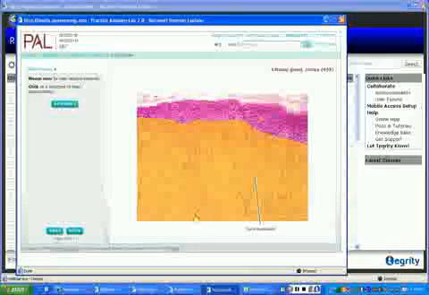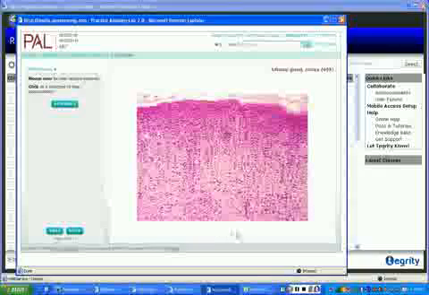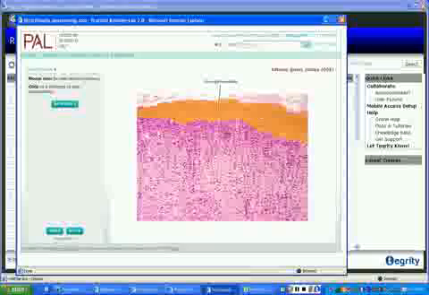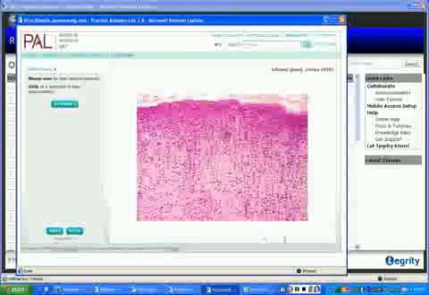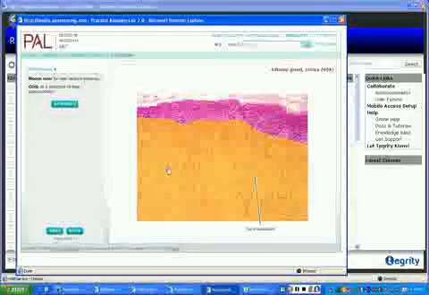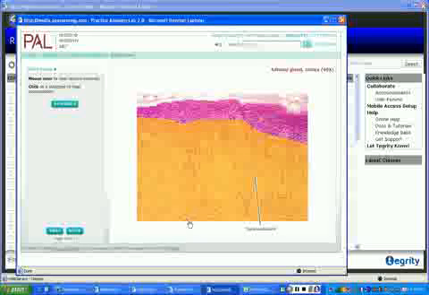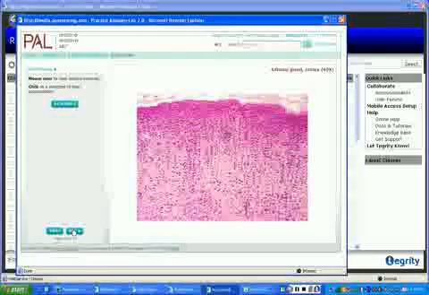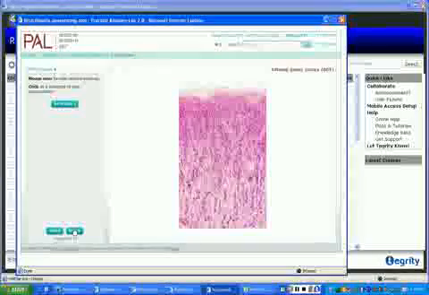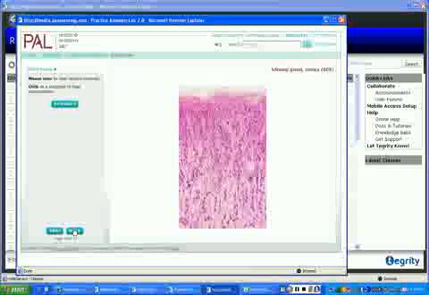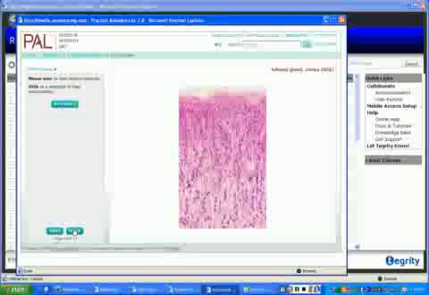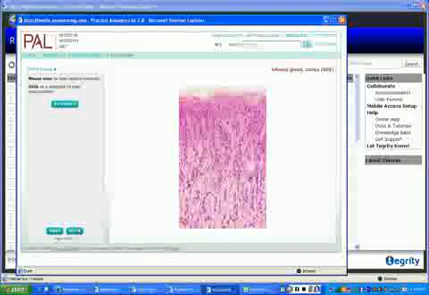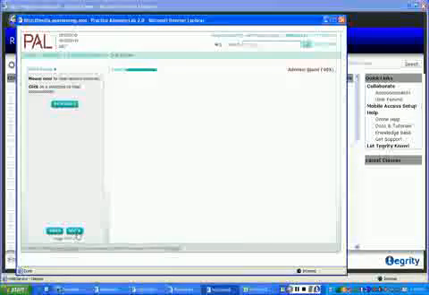Glomerulosa, fasciculata, and what would be under it? Reticularis. Those are 3 parts of the adrenal cortex. And what would even be further below that? The medulla. Not the medulla cells, but the medulla, right? The medulla. Oh, that's awful. I don't want to even see that. That's bad. I don't like those labels.